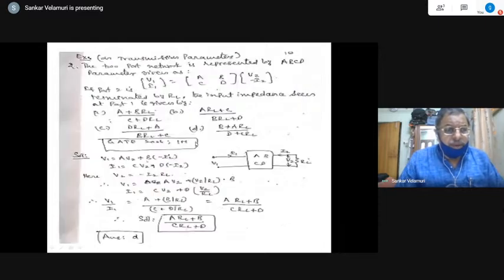Next one. A two-port network is represented by ABCD parameters given as V1, I1, A, B, C, D, V2, minus I2, same, already it is given. If port 2 is terminated by RL, the input impedance seen at port 1 is given by, therefore our 4 options are being given. It is like a derivation, but it's not so. If you understand the clarity of finding out, it's not a difficult problem.